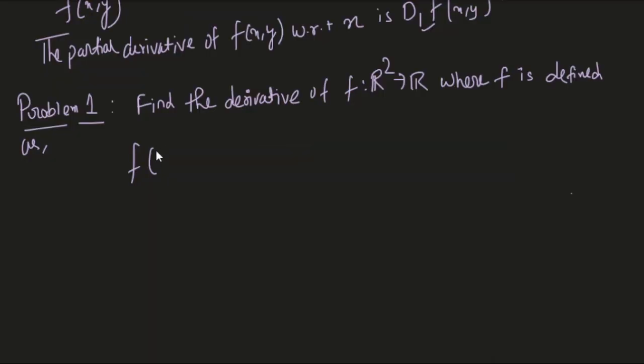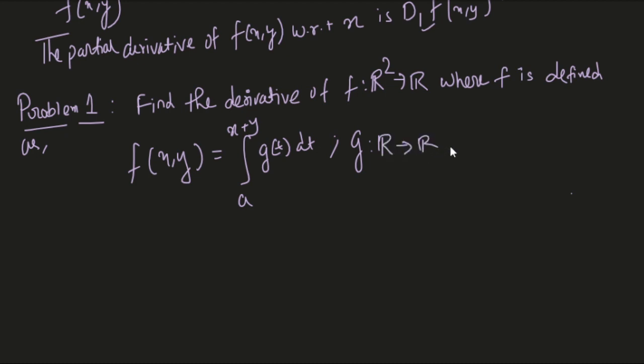So we are going to find the derivative of a function f which goes from R squared to R, and it is defined as f of x comma y equals the integral from a to x plus y of g(t) dt. Okay, and g is basically an integrable function which is continuous from R to R, so it's continuous, right? So we need to find the derivative of this function f.